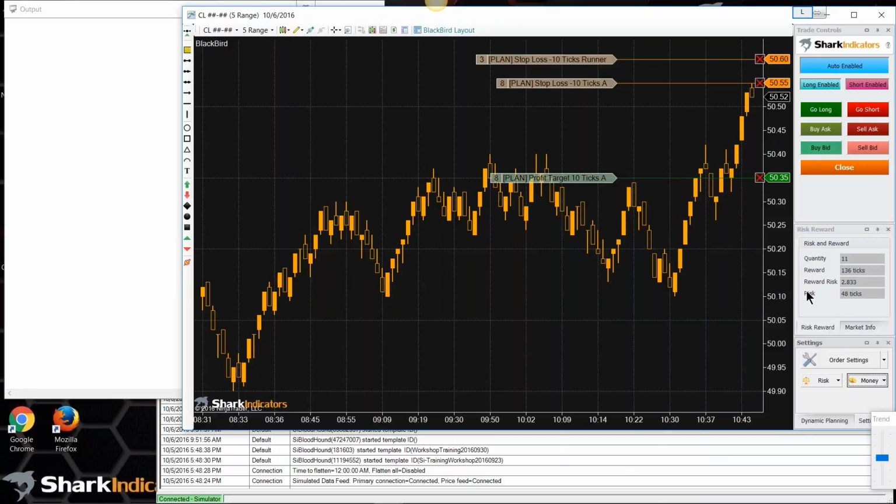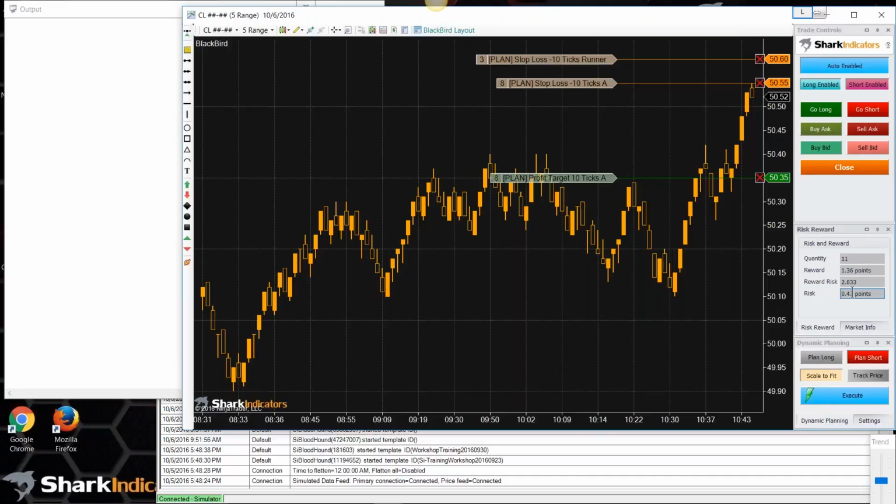And I can take a look at my risk reward here. So there's a chart panel that shows you your risk reward, right? It's in the same area as your market info. I can just click on the risk reward tab. You'll see that there's two tabs there, just like the panel down below. There's a settings tab and there's a dynamic planner tab.